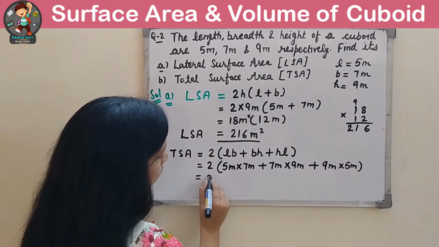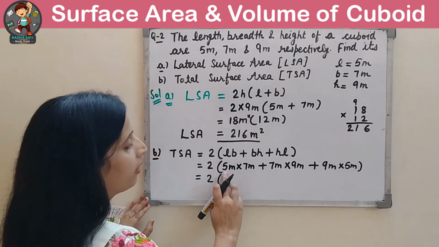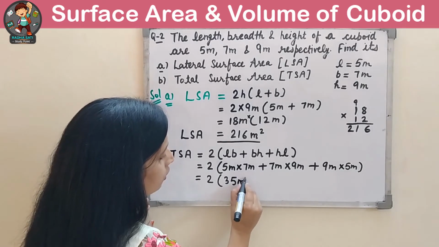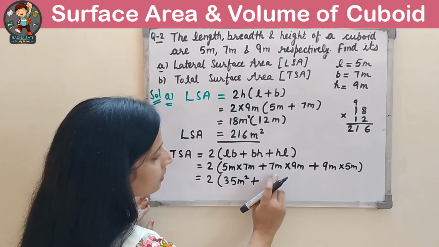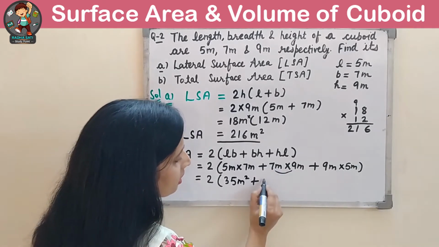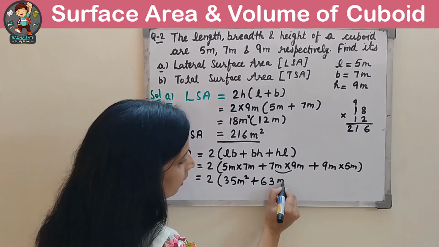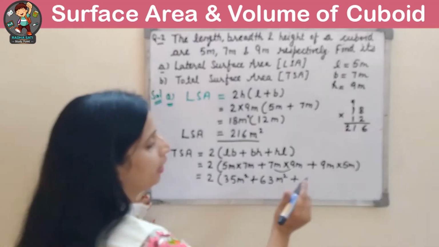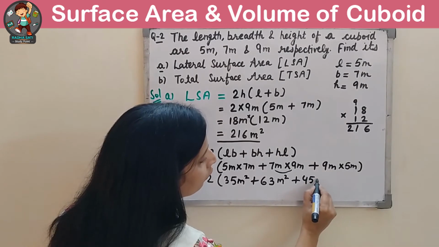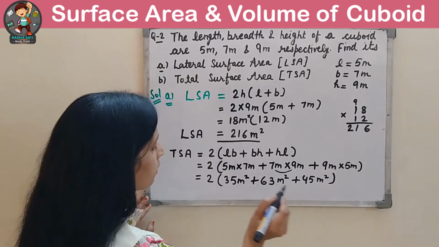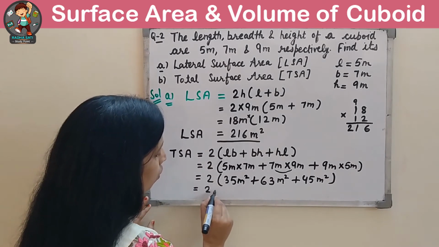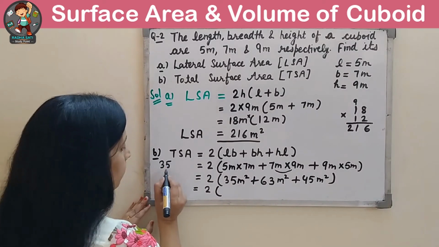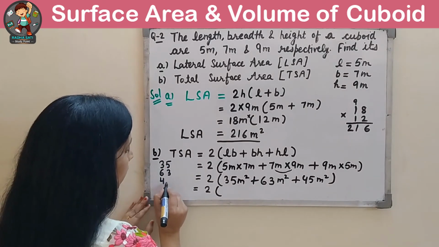Now write 2 here, put the bracket, 5 sevens are 35 meter square plus 7 nines are 63 meter square plus 9 fives are 45. So what will come? 45 meter square. Close the bracket. Now 2. Now we will add these three. 35 plus 63 plus 45.